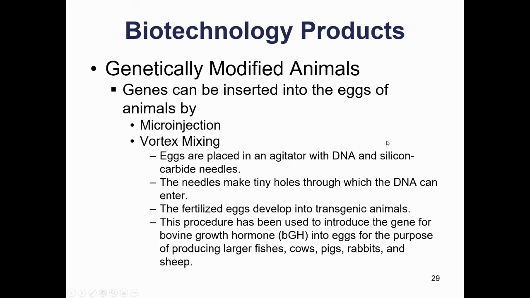Genetically modified animals, it's interesting, can insert genes into the eggs of animals through microinjection. It's where you mix the eggs in an agitator with DNA and little silicon carbide needles so that we can make tiny holes in the egg so that the DNA is able to enter into the cell without destroying that egg. Then the fertilized egg is developed into a transgenic animal with DNA from another organism. This has been used to introduce genes for bovine growth hormone into eggs so that we get larger organisms for meat production.